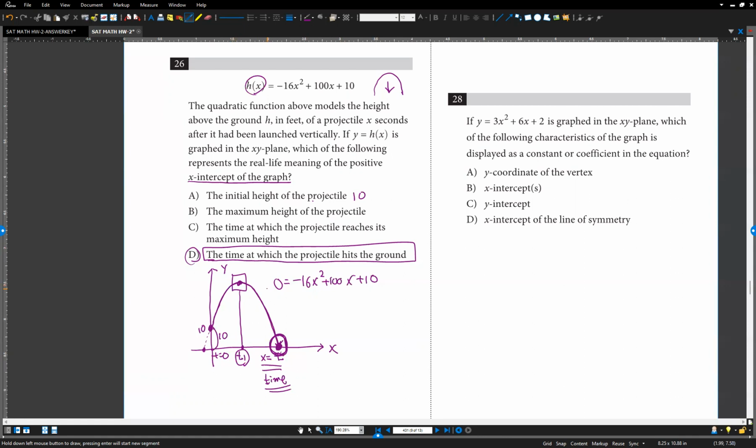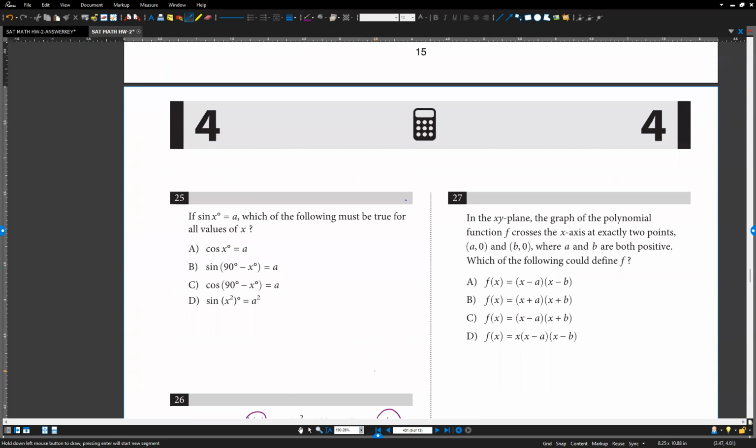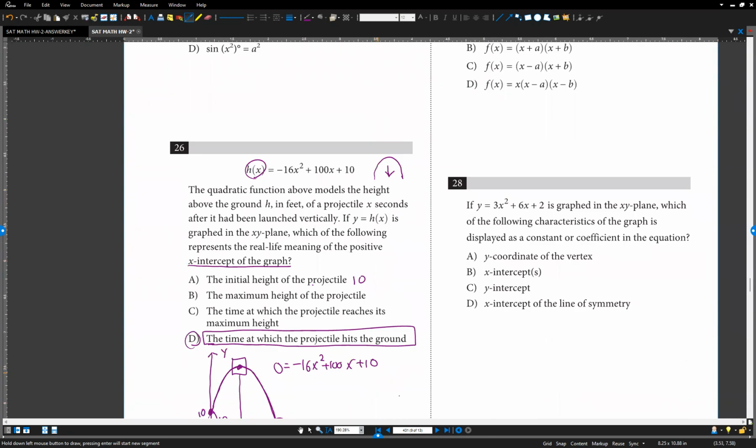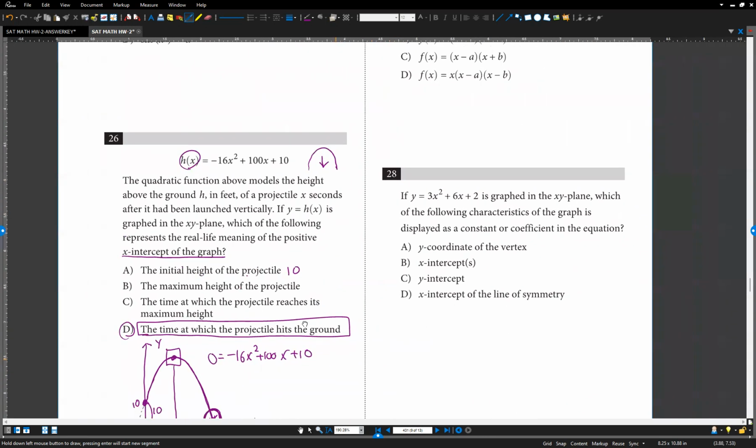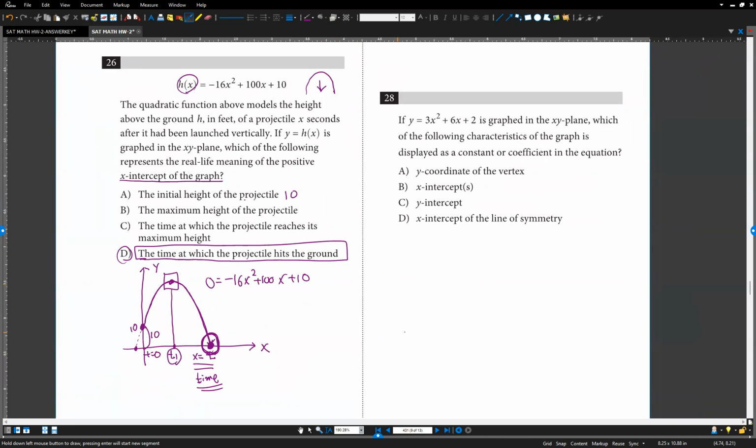Number 26 is the digit answer, okay? Any questions on number 26? Are you guys okay, right? All right, number 28. This is number 28. Take a look.